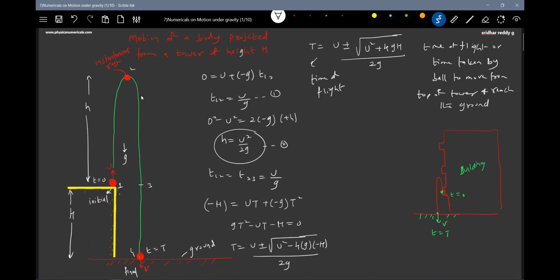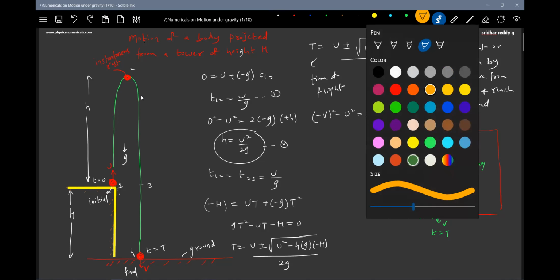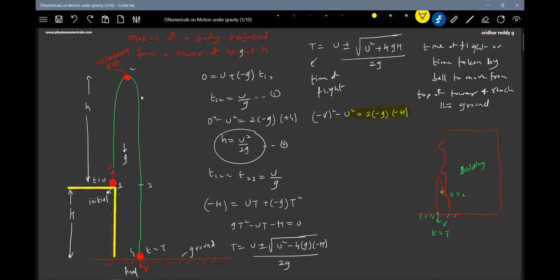With what speed will it strike the ground? So that also we will calculate: minus v whole square minus u square equals 2 times minus g times minus h. The signs are very, very important. Look at that. Minus v square minus u square. So why negative sign for v? It is directed opposite to initial velocity.